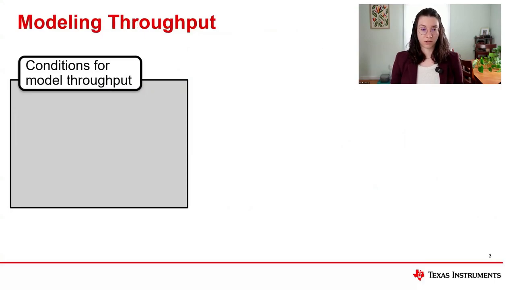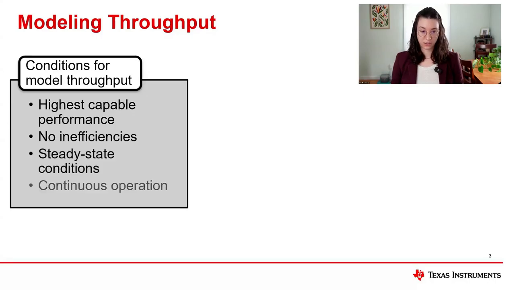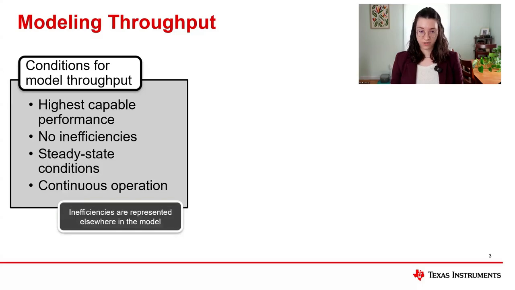So as we think about selecting values for the model, there's a few conditions that we want to keep in mind. We want the highest capable performance, no inefficiencies. We want to represent steady state conditions under continuous operation. And just a reminder that the inefficiencies are represented elsewhere in the model, so we're not ignoring them.